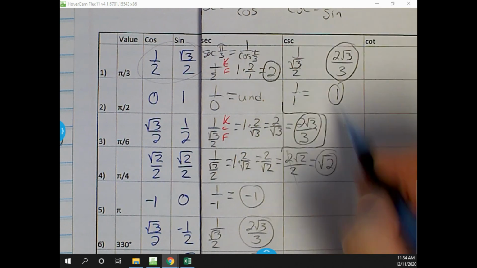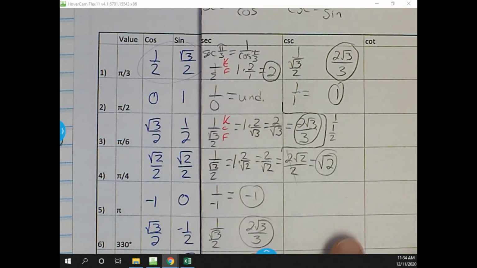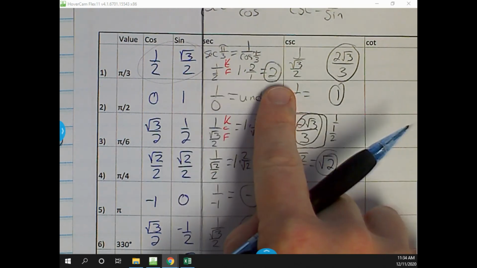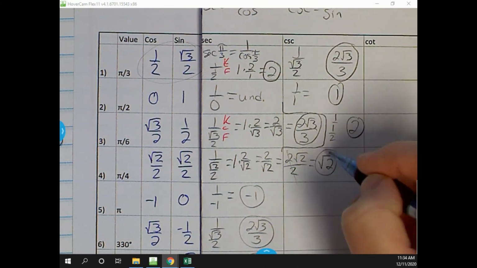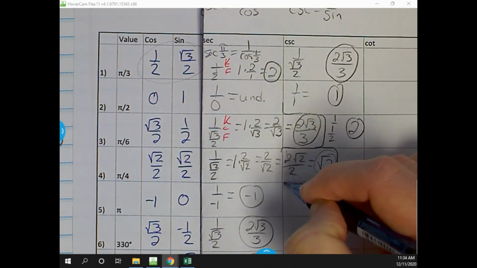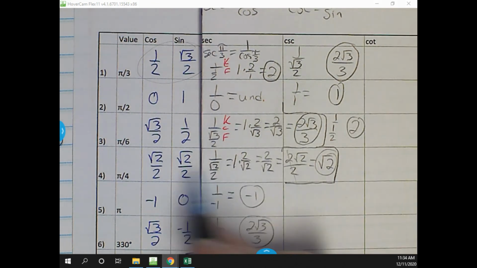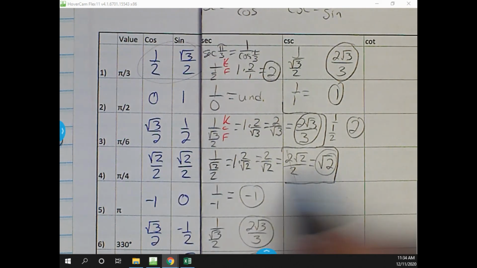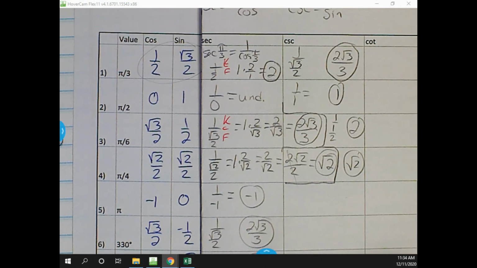If we did cosecant on this one, this was 1 over a half. Where did we do it? Oh, right here, the very first one, right? This was 1 over a half. So this answer was just 2. This answer would have also been 1 over the square root of 2, because both of these numbers were the same numbers. So when you do the secant or the cosecant, it's still going to be the exact same number either way. So both of these answers were square root of 2.